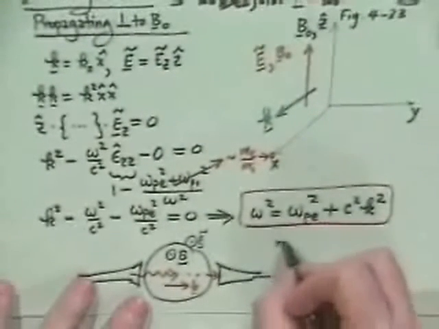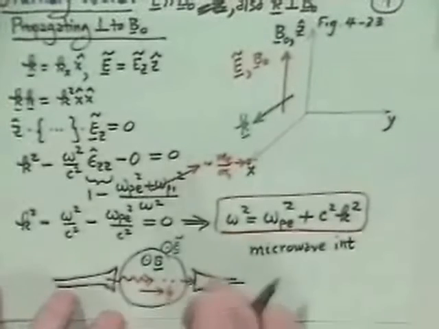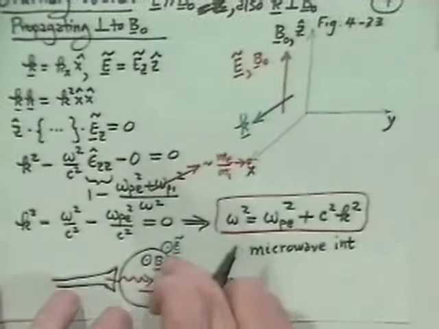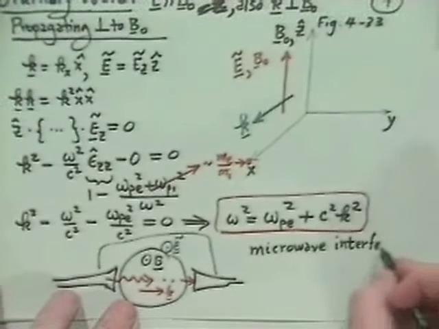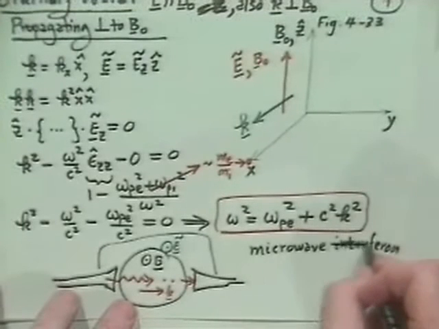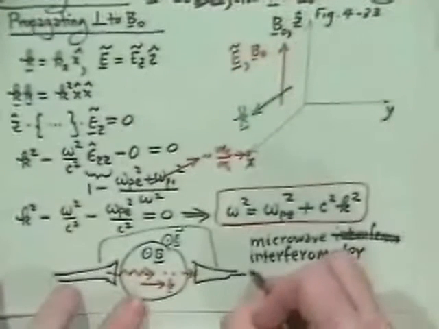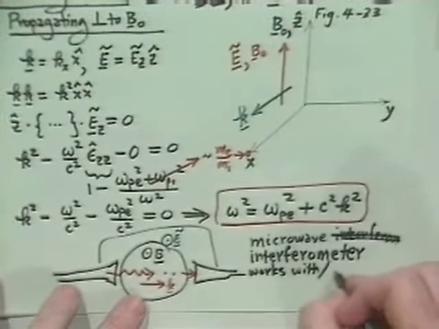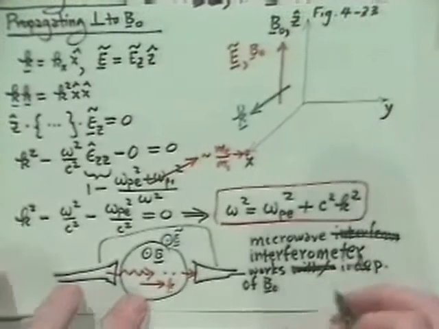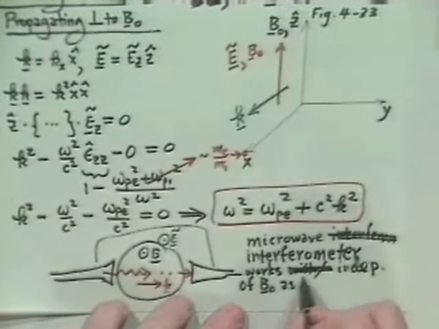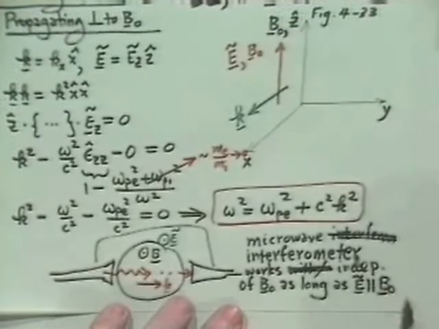So the moral to this story is the microwave interferometer, which is the way we measure line average density, by the number of fringe shifts, number of phase shifts as a wave propagates through compared to the reference wave. Anyway, a microwave interferometer works independent of B naught, not dependent upon B naught, as long as E, the electric field from the microwaves, is parallel to the equilibrium magnetic field.